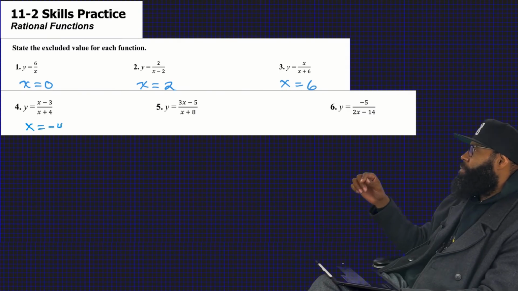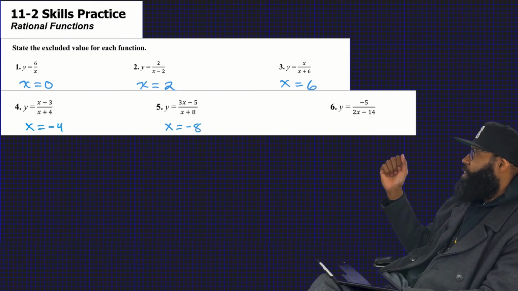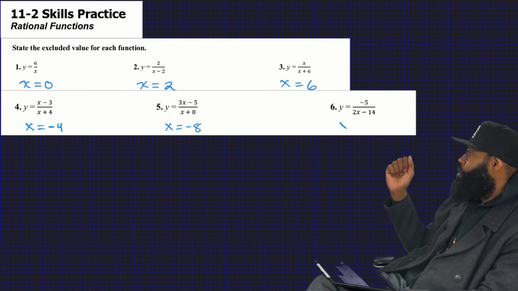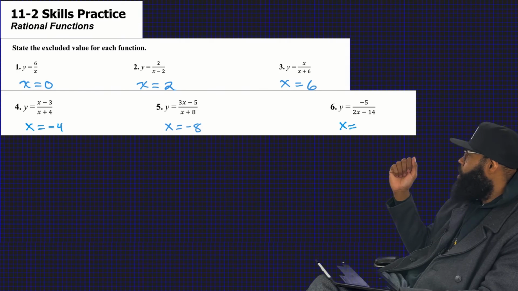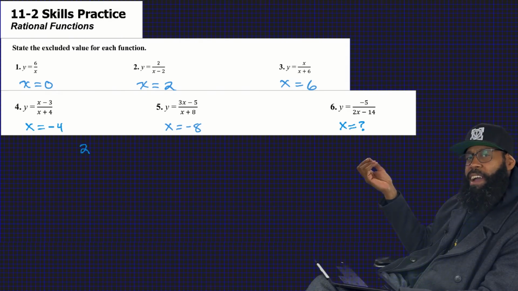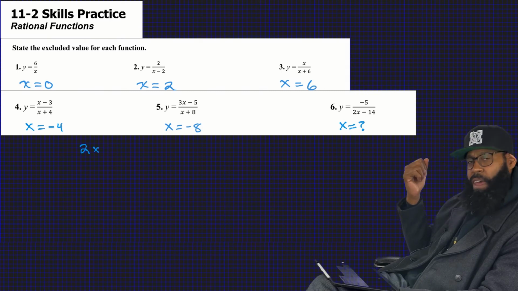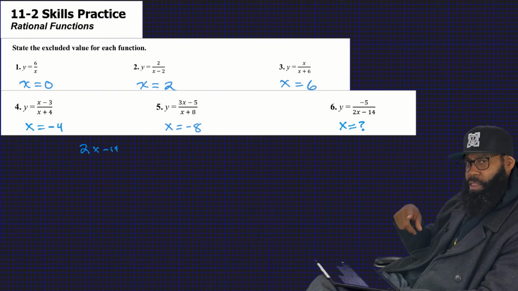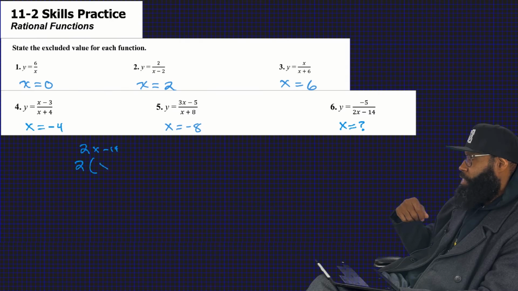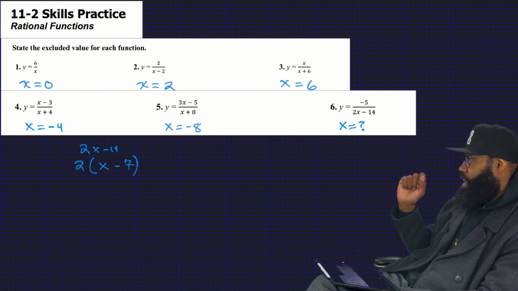Where are we at? Number 4, 4. Number 5, 8. And of course, when we get to number 6, we recognize that's 2x minus 14. So let me go ahead and do a little bit of extra work here. I'm going to factor out my 2. And factoring, we're going to be using all day long for the rest of this book, right? Hopefully you got that down. What goes into 2 and 14 evenly? 2. So the binomial is now x minus 7 because we factored out our 2.